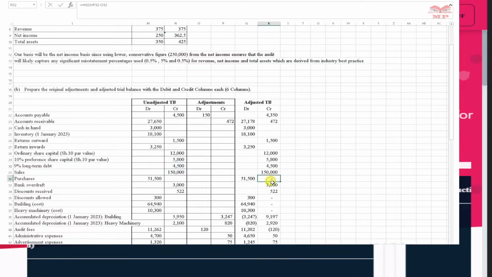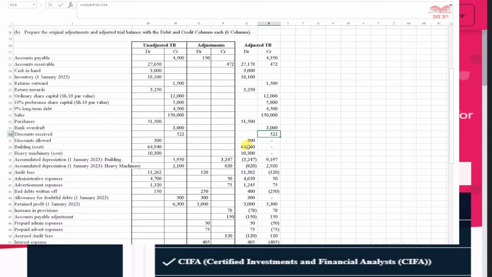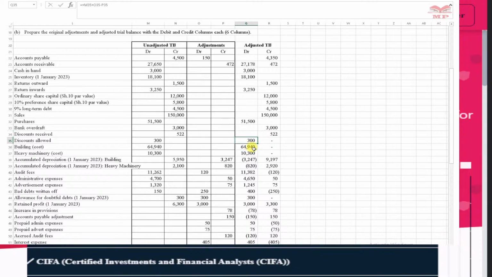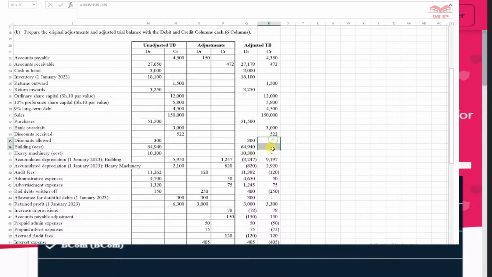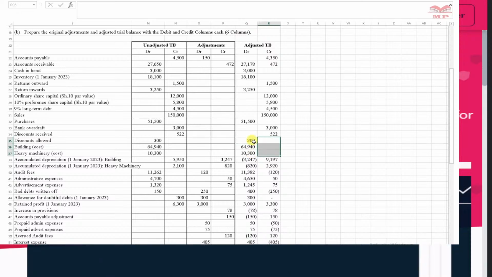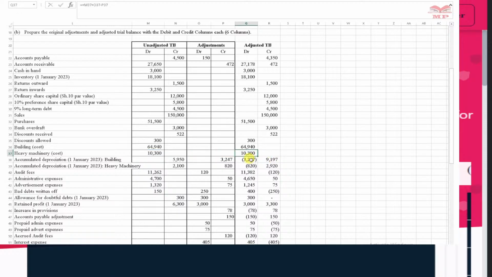Then here we delete this. 3,000 is okay. 522 should be okay. 300 discount allowed is okay. So these ones should actually not be there. 300, then the 64,940 should be there. Then there is 10,300. You can see it's there. Speaking, just checking if the formulas are okay.